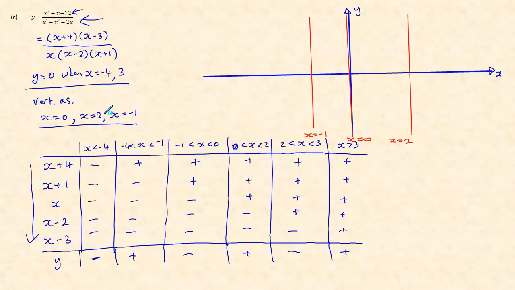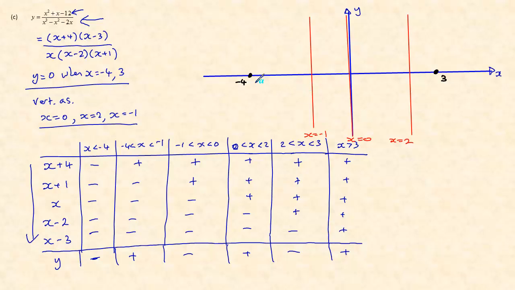Now, y is 0 when x is negative 4 and 3. So it's going to be here as well. So we know those are x-intercepts. We know there wasn't a y-intercept. So what's going to happen?